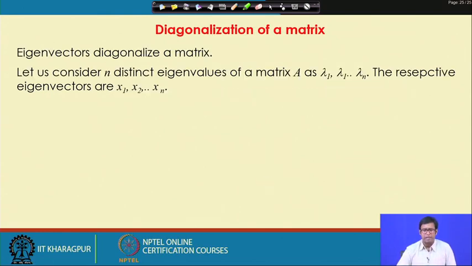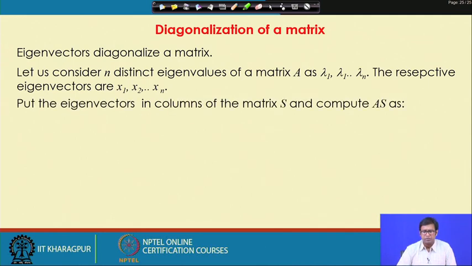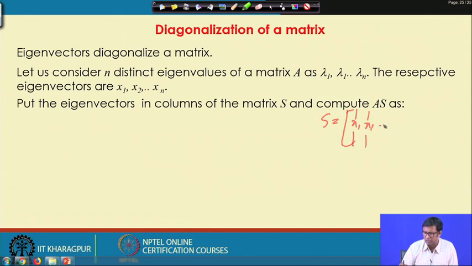Eigenvectors can diagonalize a matrix. Let us consider n distinct eigenvalues of the matrix A, which are lambda 1, lambda 2, up to lambda n. The respective eigenvectors are x 1, x 2, up to x n. So, we will put the eigenvectors as the columns of a matrix S. S is equal to x 1, x 2, up to x n. These are the eigenvectors, and this is a matrix S.